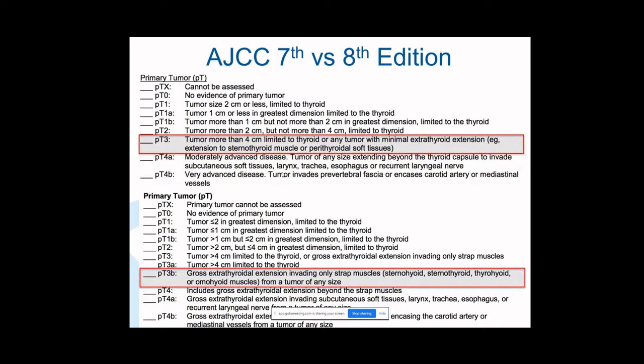I want to highlight mainly the T3 area, and you can see at the top that based on the 7th edition, minimal extrathyroidal extension or microscopic was enough to bump up a tumor to a T3. And then with the change, to get to a T3, you need gross extrathyroidal extension, so invading the strap muscles, which are listed here, from a tumor of any size. So that's a big difference, because with the 8th edition criteria, if you have minimal or microscopic extrathyroidal extension, it won't bring you up to a T3.